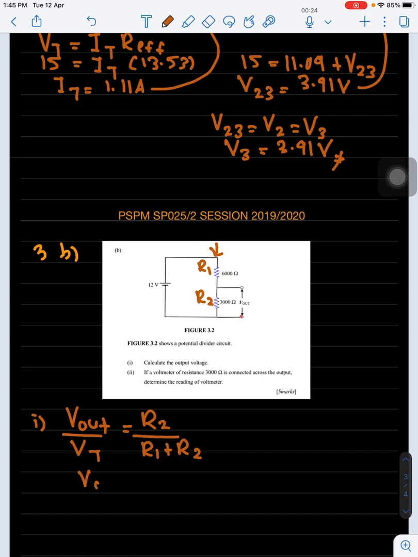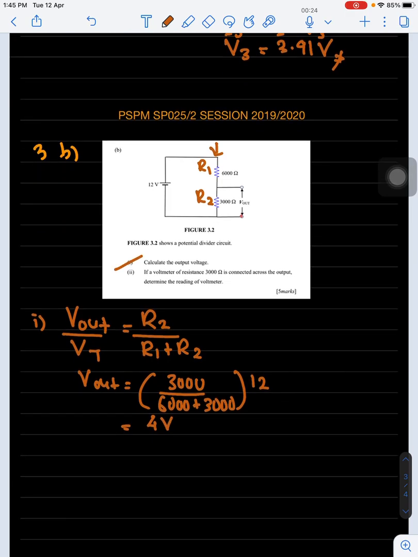Insert the values here. V output equals R2, which is 3000 ohm, over R1, which is 6000 ohm, plus 3000 ohm. V total equals 12 volt. So V output equals 4 volt. Okay, next question. If a voltmeter of resistance 3000 ohm is connected across the output, so we have another resistance here. So let's name it R3. Determine the new reading of the voltmeter.